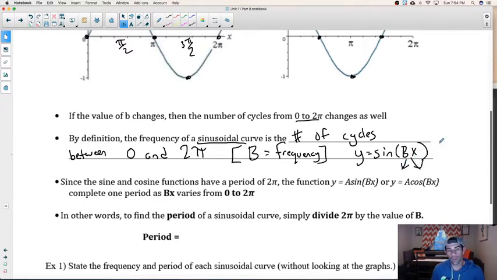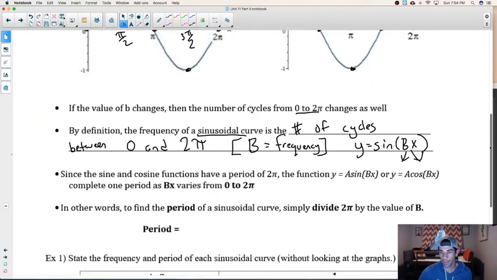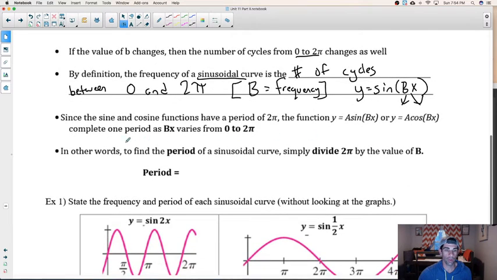Since the sine and cosine functions have a period of 2 pi, the function a sine bx or a cosine bx completes one period as bx goes from 0 to 2 pi. So here we go again, we have a period definition. In other words, to find the period of a sine or cosine curve, divide 2 pi by b.